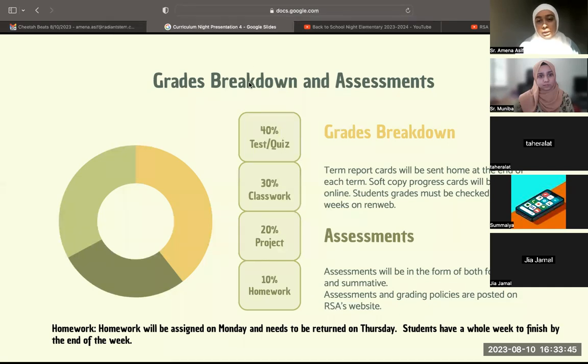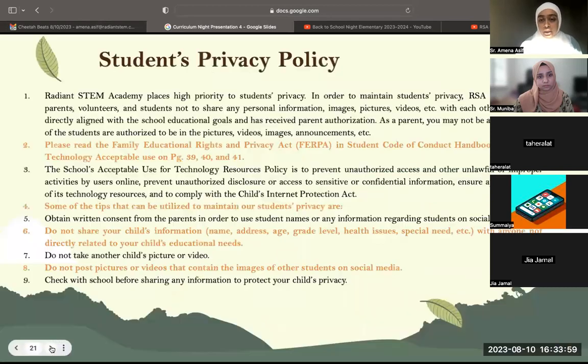Any questions related to the building or anything like that, please address it with Sister Miraj. I know that the ACs and everything are being fixed and maintained right now, so that shouldn't be an issue this coming school year, inshallah.